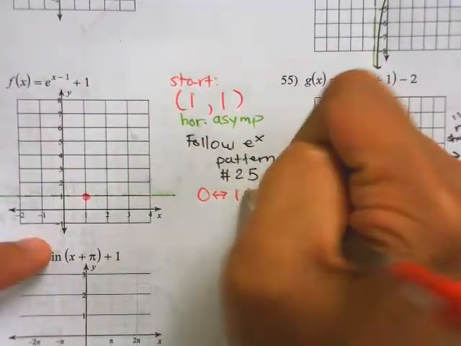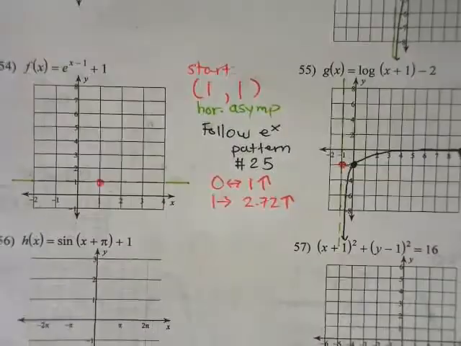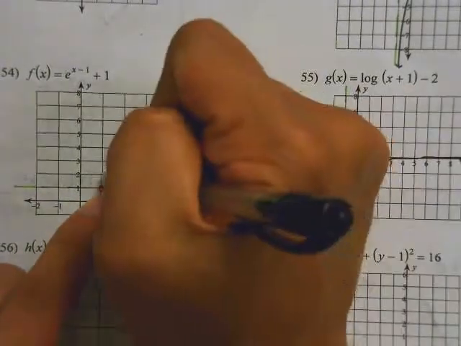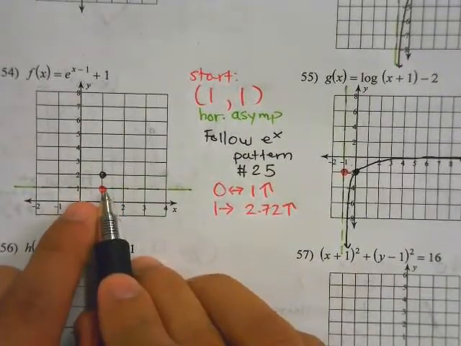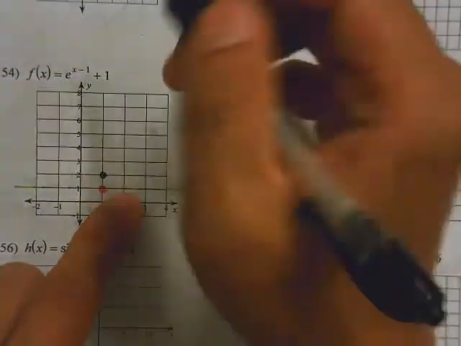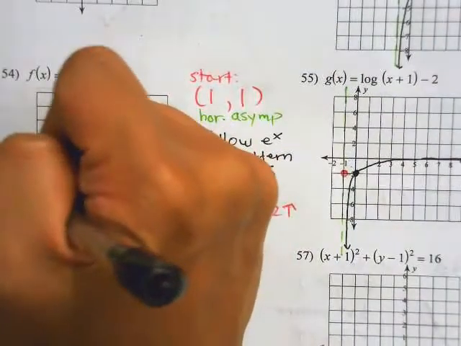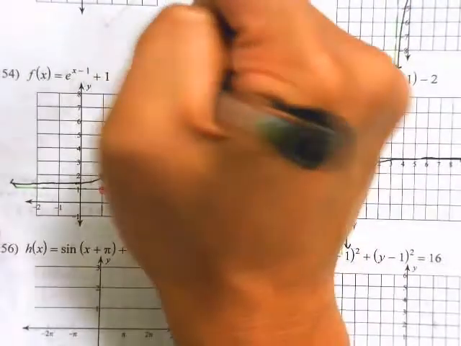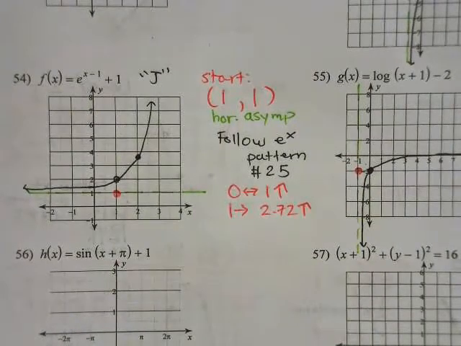Zero left or right, but 1 up. 1 to the right, 2.72 up. Okay. So from the starting point, you just go 1 up. Bam. Then go back to your starting point. You're going to go 1 to the right, and you're just going to approximate 2.72, less than 3: 1, 2, and then something over here. And then for your exponential functions, you're going to make a J shape, okay? So a J shape would be something like this. That's just going to be your exponential function over here.